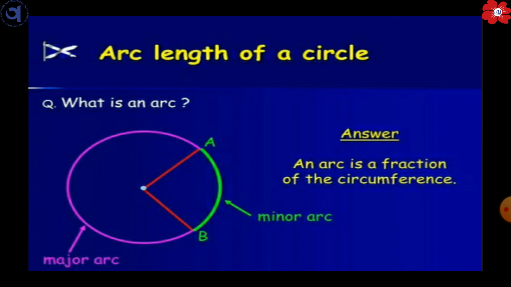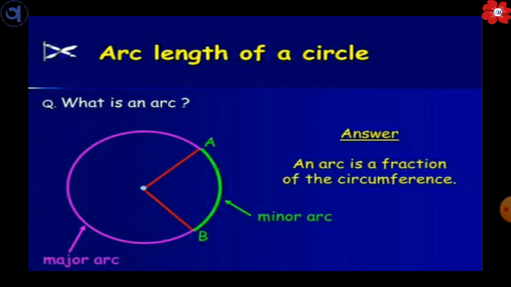Arc length of a circle. First of all, we learn what is an arc. An arc is a fraction of the circumference. Here we have two arcs, minor arc and major arc. The small part of the circumference is called minor arc, and the major part of the circumference is called major arc.